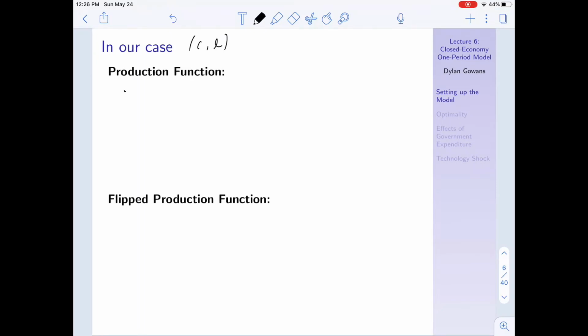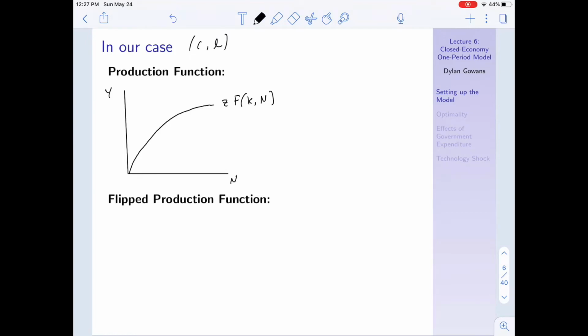So step 1 is just to look at the production function. Okay, so let's just remember what the production function is. The production function takes labor and tells us, given that much labor, how much output Y do we produce, right? And it's given by this equation we had before, which defines the production function. Okay, that's all well and good. Now, the next thing we want to do is to flip this production function. So what do I mean by that?